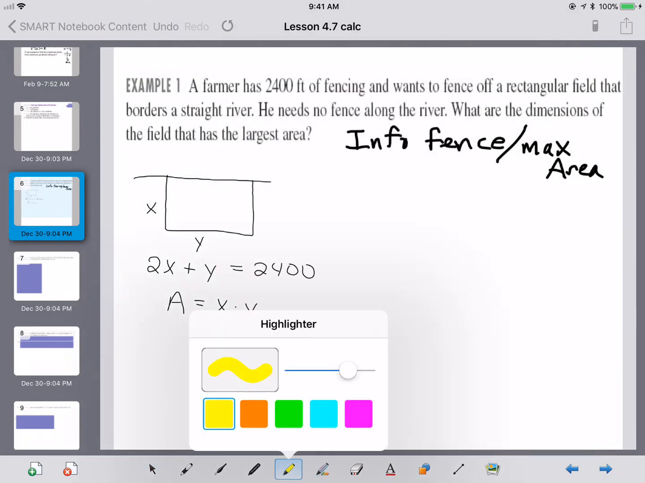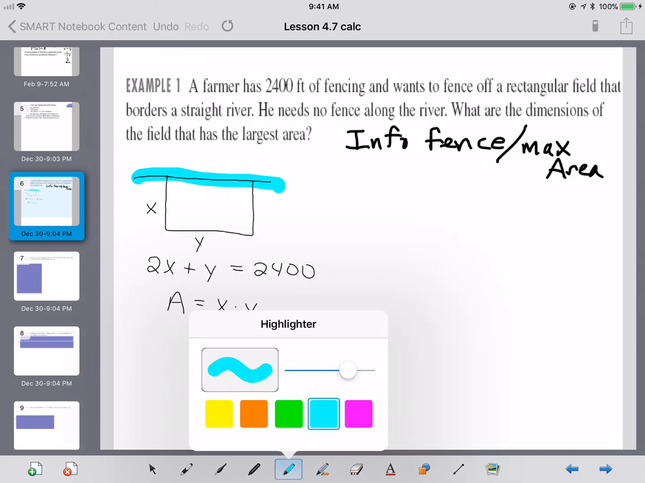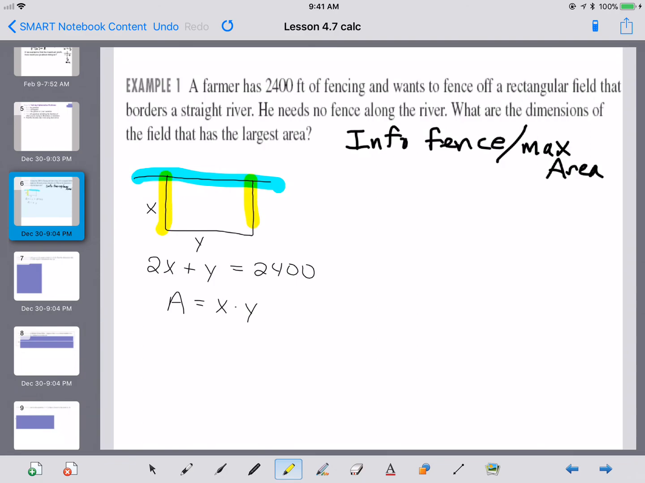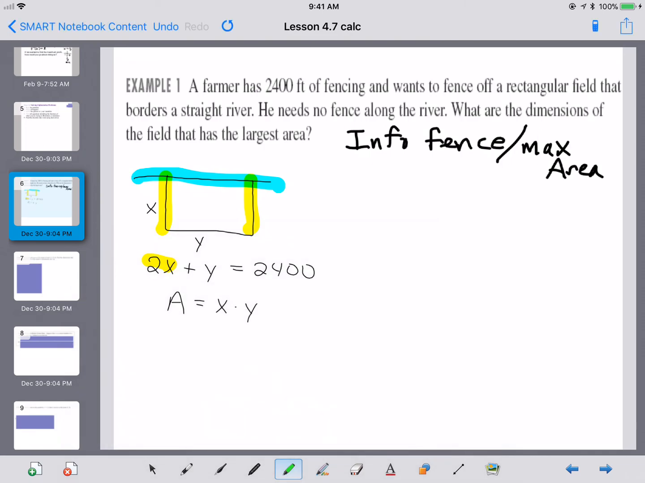We've got the river. Here's the river. We don't need fencing along the river. Okay, so we only need fencing 2 X's and 1 Y is all we need when it comes to the perimeter, which we know that fencing total has to equal 2,400. Now, we know that the area of a rectangle is length times width, so I called my length y, my width x, so it's just x times y.